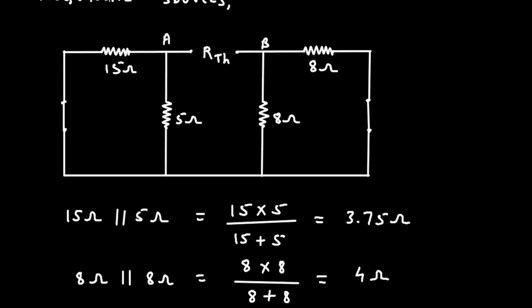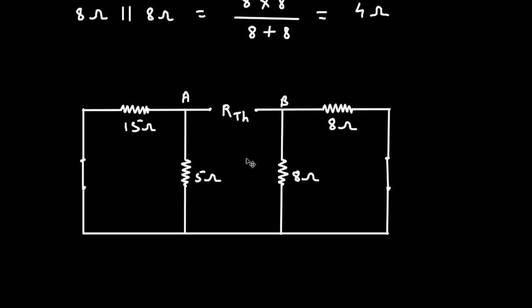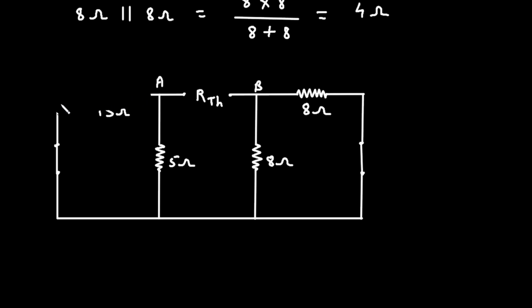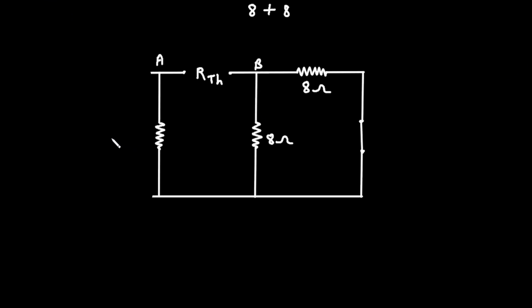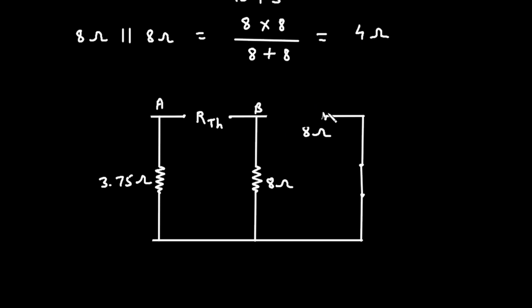So again we can redraw this circuit. Let's copy this circuit from here. Now we can replace 5 ohm and 15 ohm by a single resistance of 3.75 ohm. And we can replace these two 8 ohm resistances by a single resistance of 4 ohm. So let's replace this by 4 ohm.